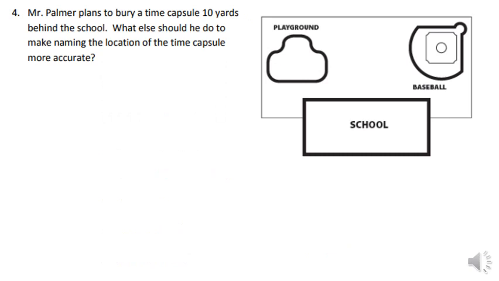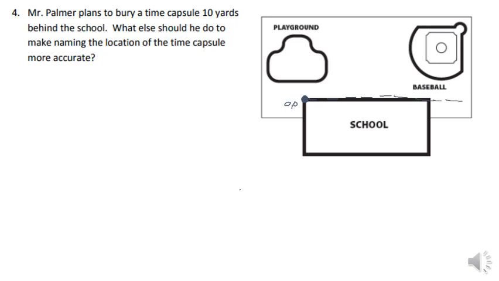Okay, number 4, Mr. Palmer plans to bury a time capsule 10 yards behind the school. What else should he do to make naming the location of time capsule more accurate? Well, the first thing he needs to do is create a coordinate grid. There can be various answers on this, as long as you create a coordinate grid. And I'm going to use the corner of the school right here as my origin. So that's my 0, 0.